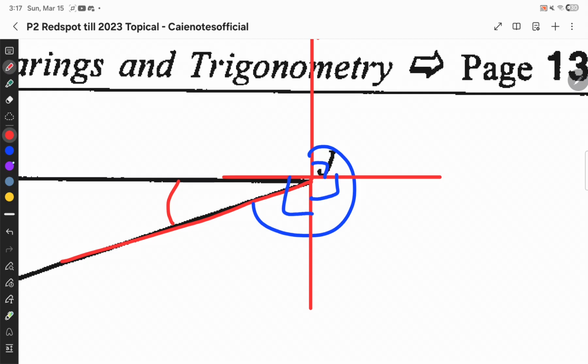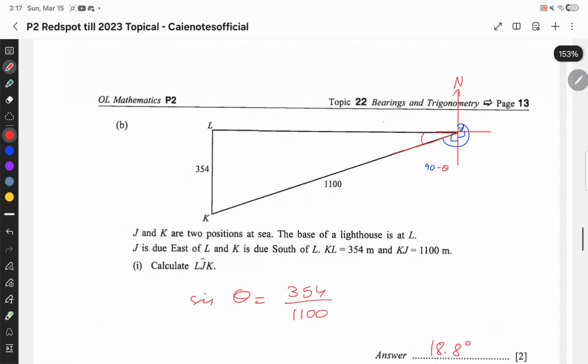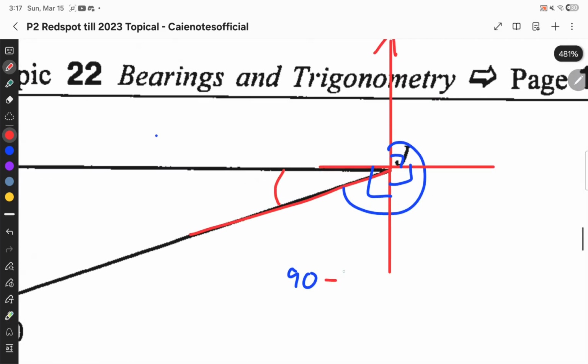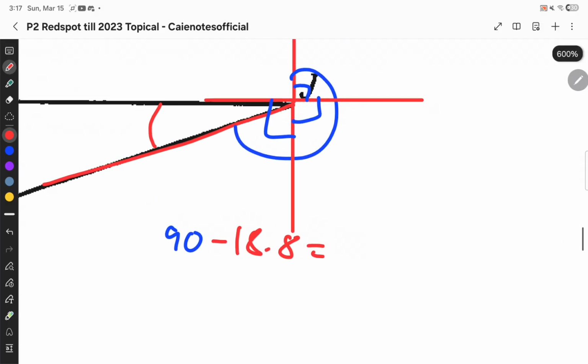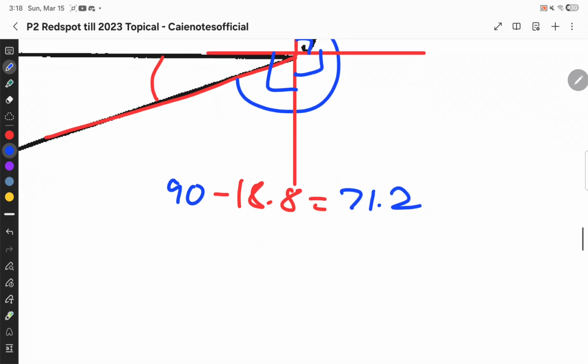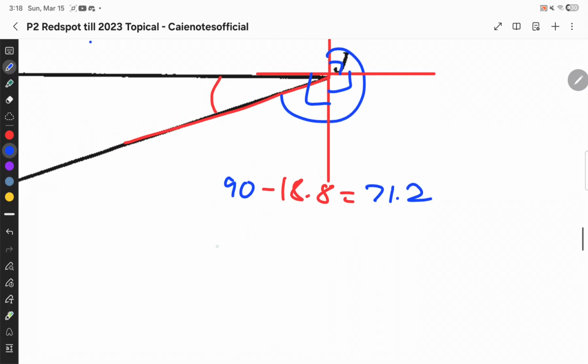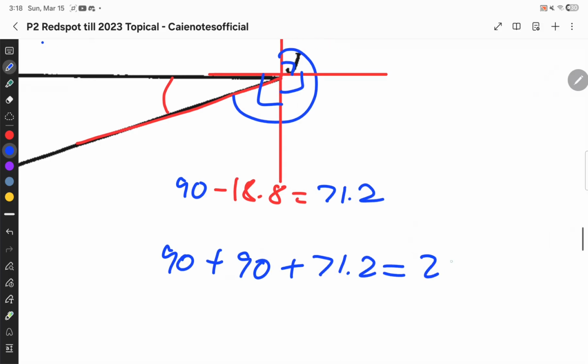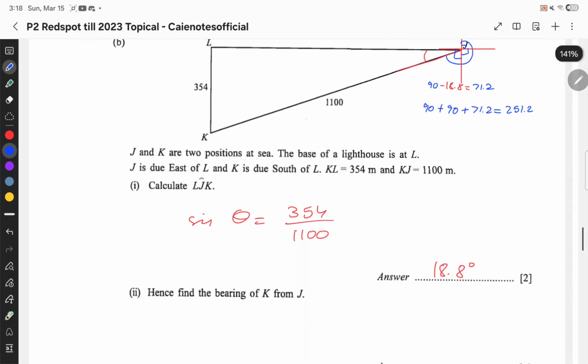We take the 90 and we remove the angle we calculated in red. So 90 minus theta, which is 18.8, and we get 71.2. And so finally we add up the answers. 90 plus 90 plus 71.2 is equal to 251.2. That is our answer. Lovely.